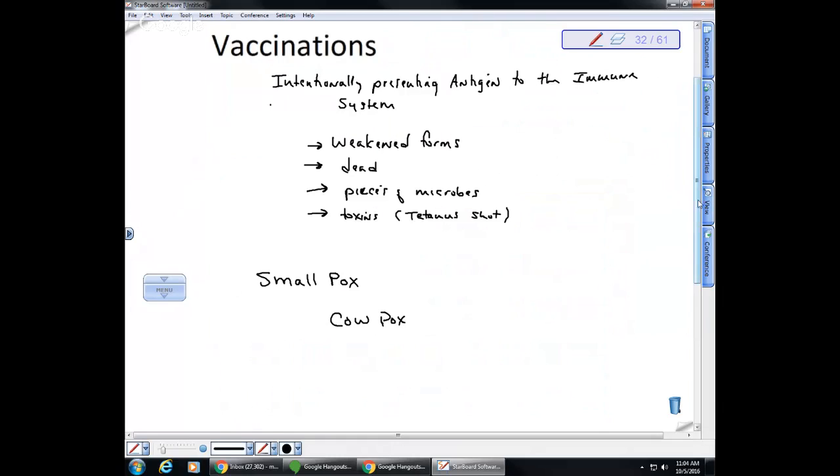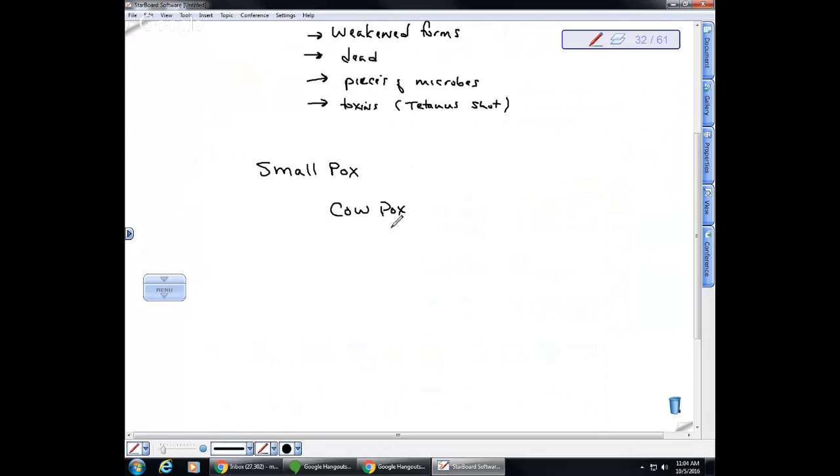So the story goes that people that milk cows would get cowpox, but it would be a really weak form of it, and then they would be immune to smallpox, right? So people exposed to cowpox became immune to smallpox. So they were that similar.